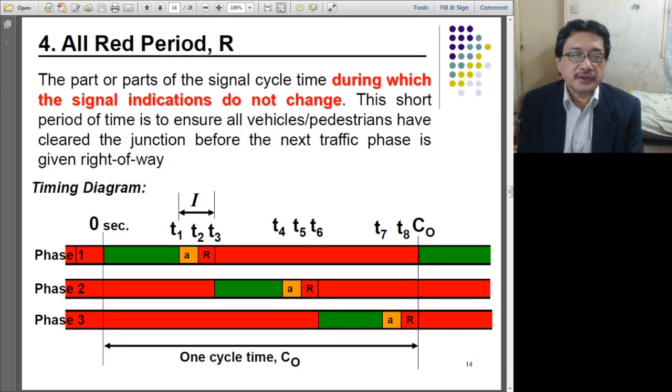The all red period, or capital R, is defined as the part or parts of the signal cycle time during which the signal indications do not change. This short period of time is to ensure all vehicles or pedestrians have cleared the junction before the next traffic phase is given the right of way.